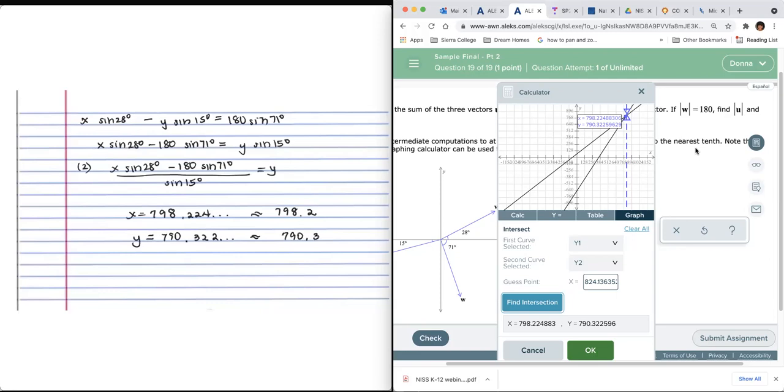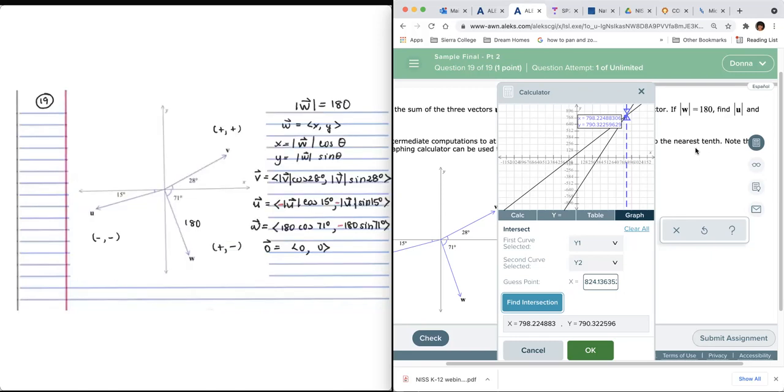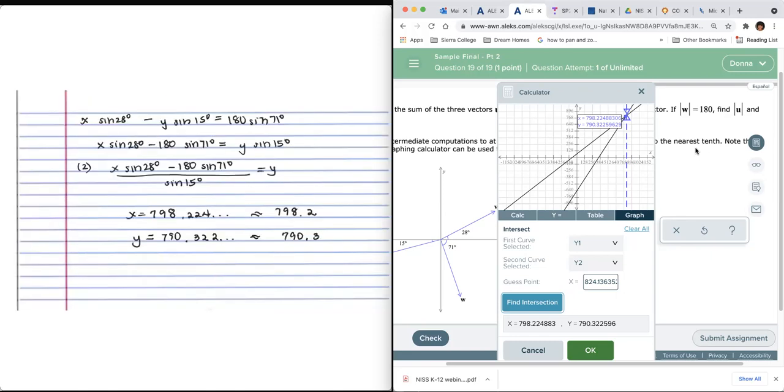And then you recall that we let X equal the magnitude of V, and Y was the magnitude of U, which is 790.3.